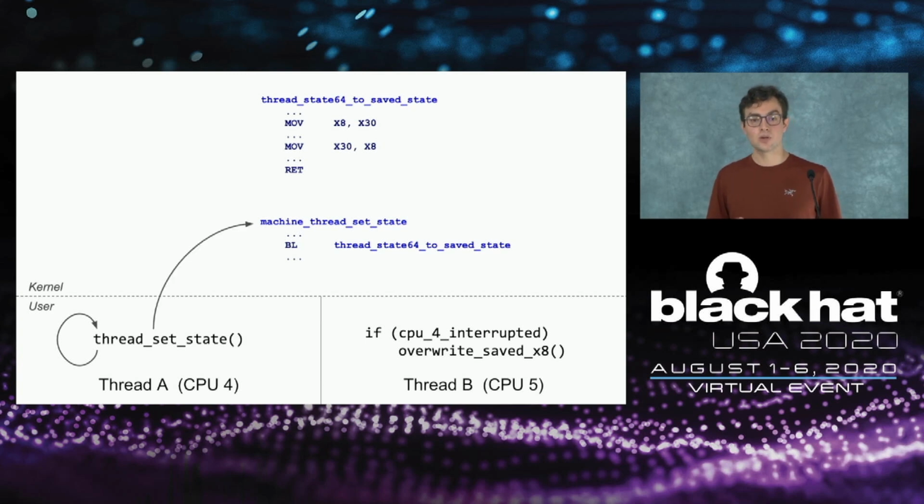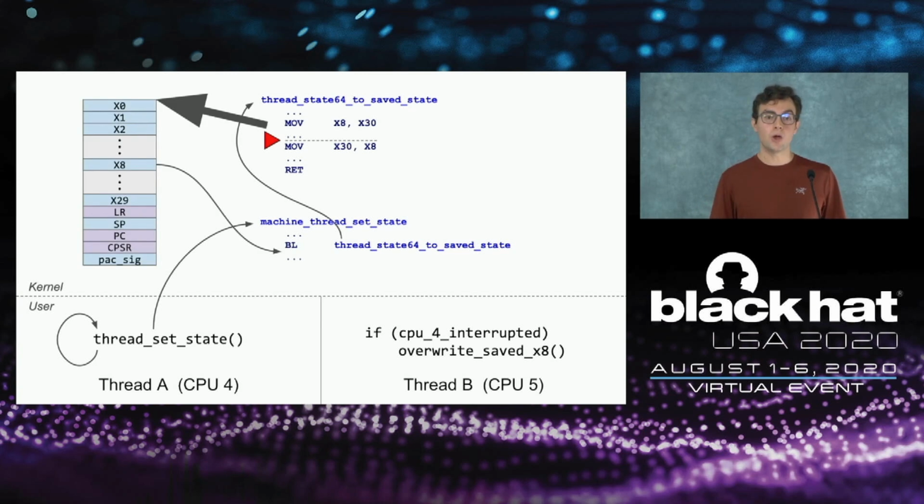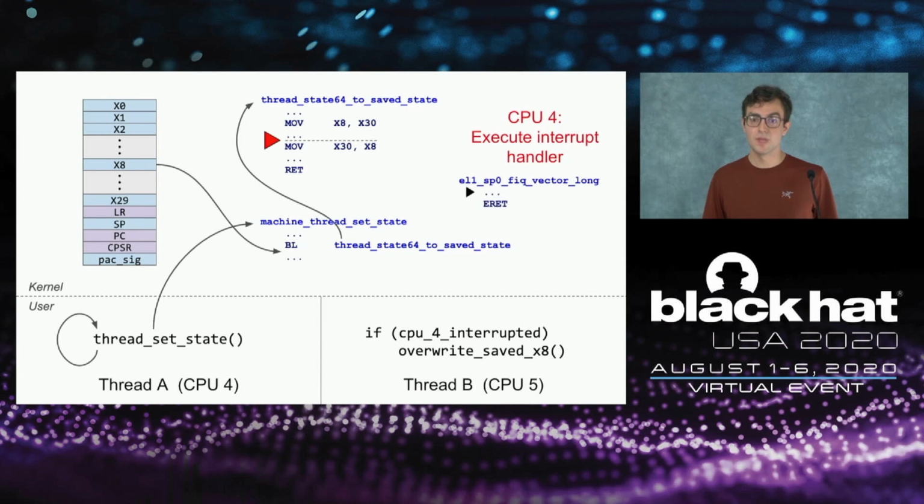Each time thread set state gets called, that jumps into the kernel, and it's going to call machine thread set state, and then that is going to call the vulnerable function. As we're iterating through the instructions of this function, at some point an interrupt arrives, and it causes us to jump to the exception vector, spilling all of our registers to memory, including register X8, which currently holds the return address. Once all these registers have been spilled to memory, execution runs in the interrupt handler.